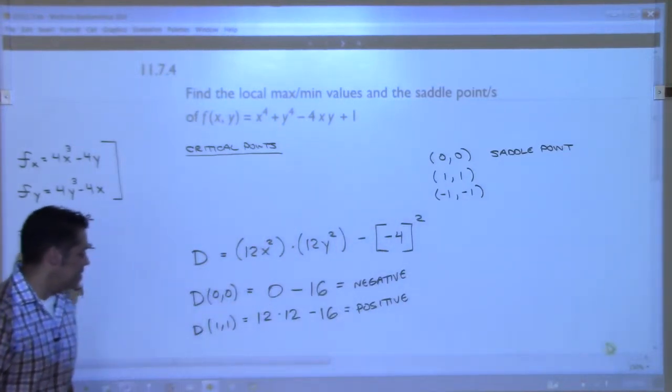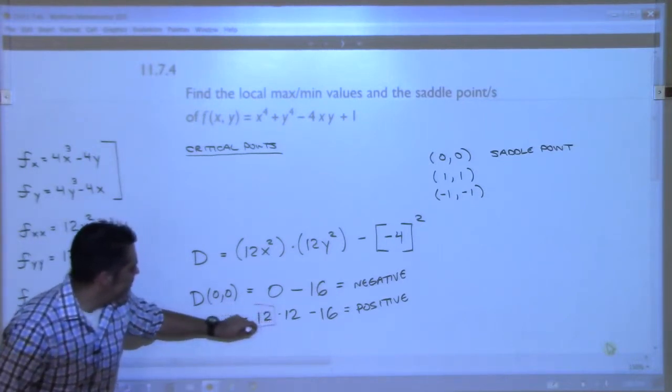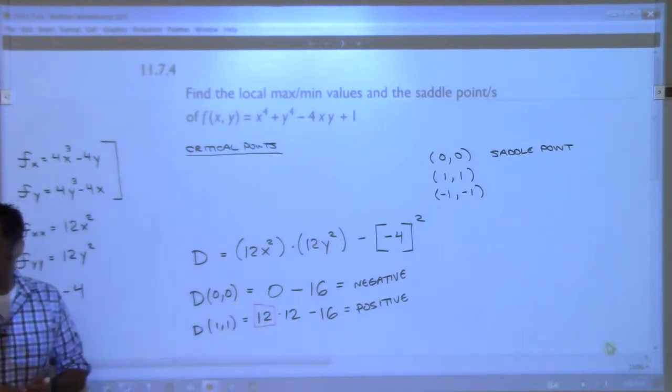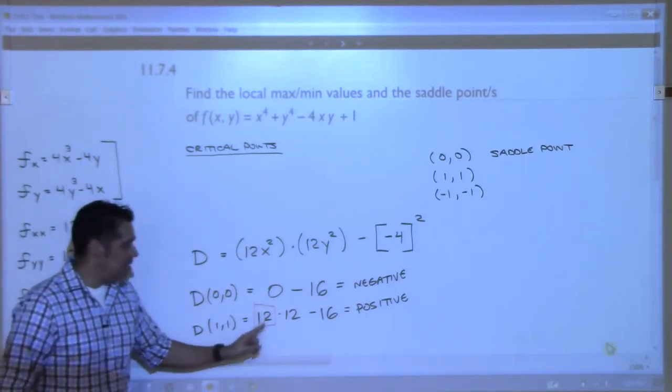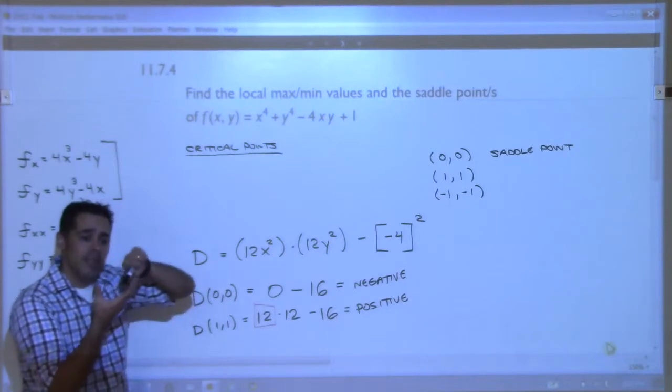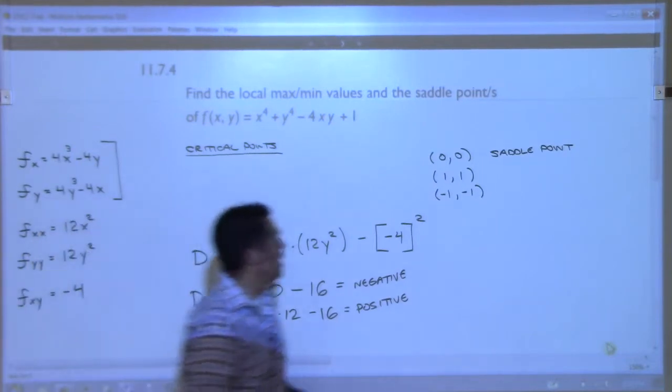How do you determine if it's a max or min? You look at this number right here, and you tell me if it's positive or negative. So that's positive, isn't it? That's positive, and positive means minimum. Okay? We have a local minimum here.